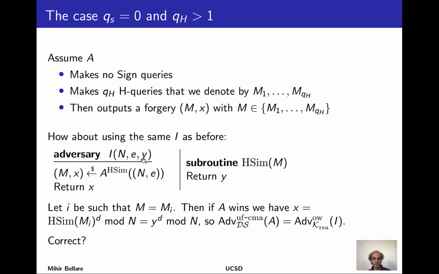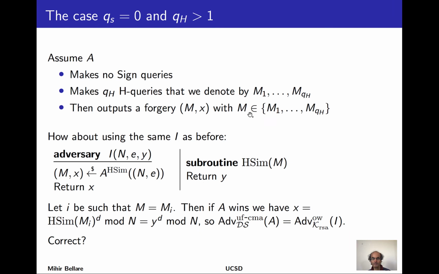So why don't we proceed just as before? We know that if the forger wins, x is hash of m to the d. So if the reply here to the hash of m is y, then we know that x is going to be y to the d, which is the quantity the inverter wants. So that's what it proceeds to do. It runs A with the simulated hash oracle on input a public key, gets the message and signature, and returns the signature. How does our analysis proceed?